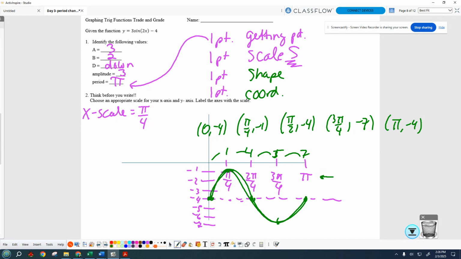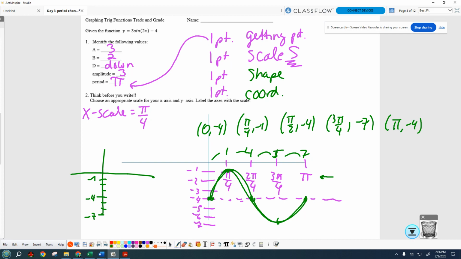Adrian? For the y-axis, if they only labeled like -4, -1, -7, that's okay, as long as it's even. It's a little awkward, but if there are tick marks in between that are just not labeled, that's okay.